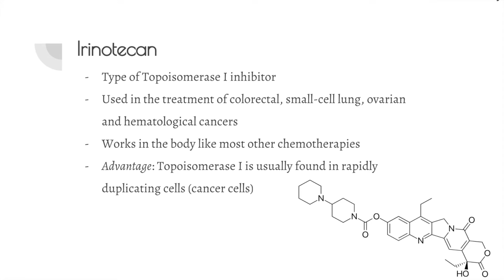Irinotecan is a specific type of topoisomerase 1 inhibitor. It is used in the treatment of colorectal, small cell lung, ovarian, and hematological cancers. It works in the body like most other chemotherapies. In the image, you could see the chemical structure of irinotecan. Although all chemotherapy has its disadvantages, topoisomerase I has been a useful link in the treating of cancer because the enzyme is usually found in rapidly duplicating cells, such as cancer cells. This can link the drug specifically to cancer cells instead of attacking all the cells in the body in the same way.